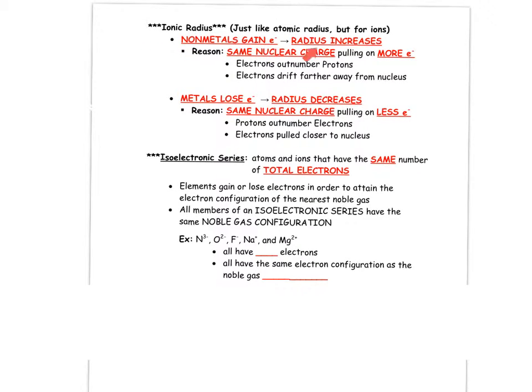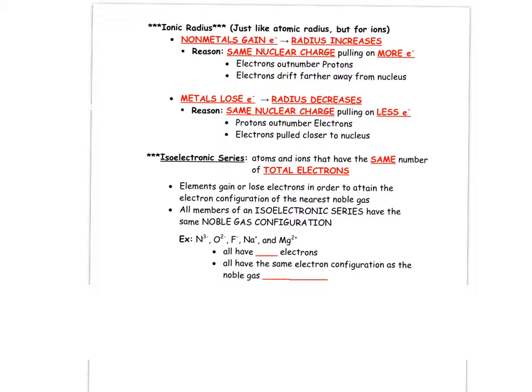Non-metals gain electrons, their radius gets bigger. Remember, the non-metals are on the right side of your periodic table. You did not change their nuclear charge, you didn't change the number of protons, but you have more electrons because you gained electrons. And because they are negative, the electrons are repelling each other, and they're outnumbering the protons, and they're going to drift further apart from the nucleus. They're going to try to get as far away from each other as possible.